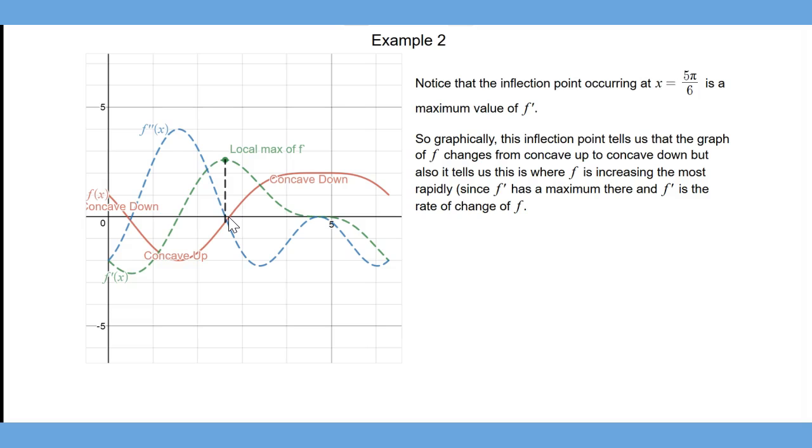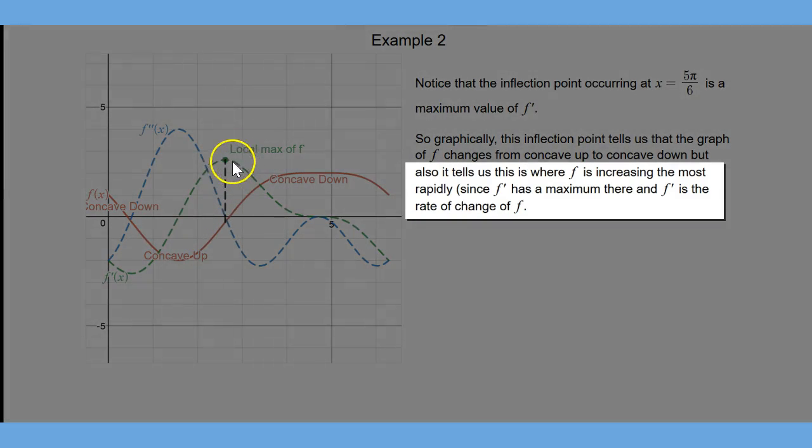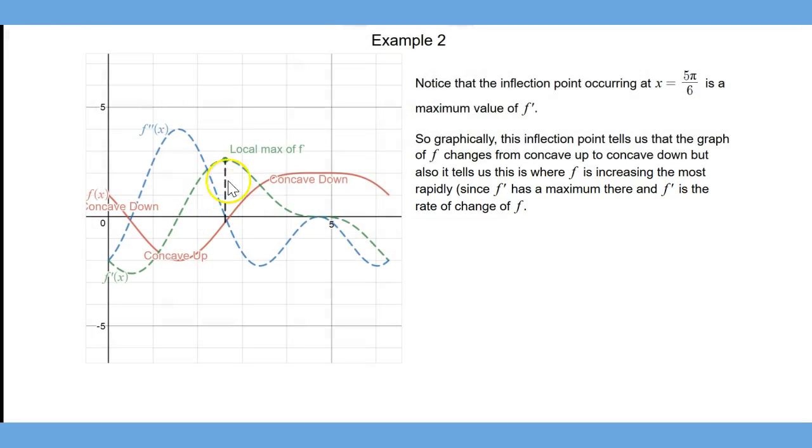So another interpretation of an inflection point is that it is where the function is changing the most rapidly. It has the most extreme rate of change there. Because remember, the first derivative is the rate of change of the function, and this is a maximum of the first derivative. So keep that in mind as another interpretation of an inflection point.